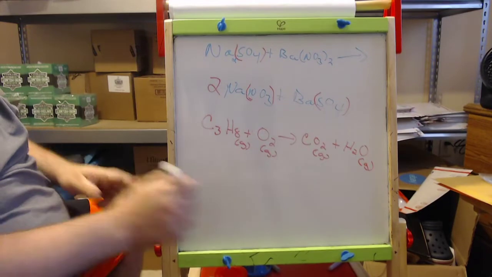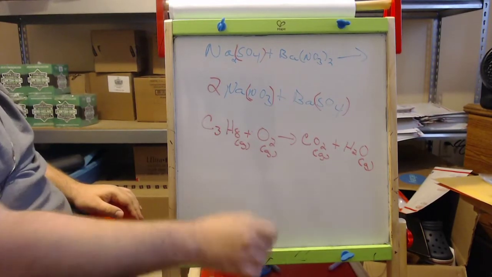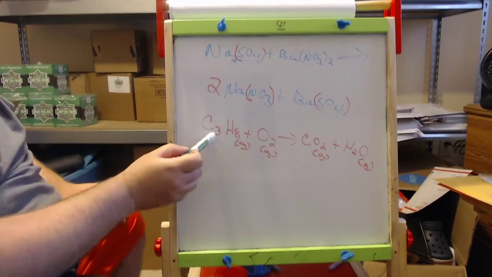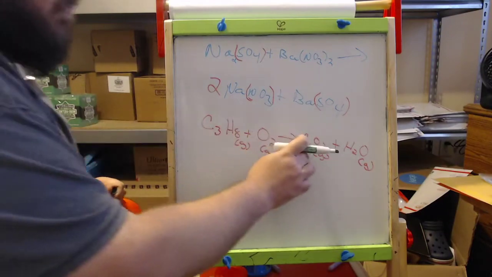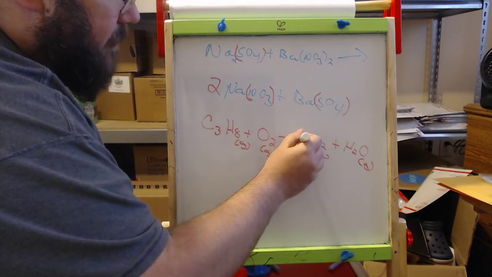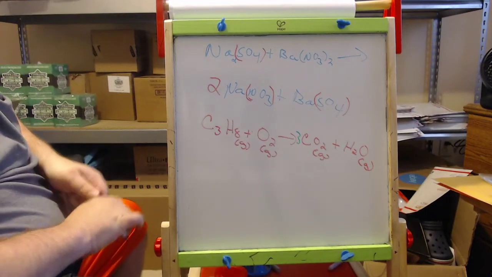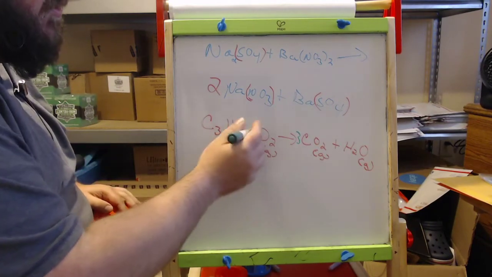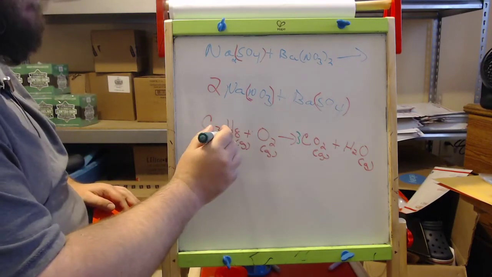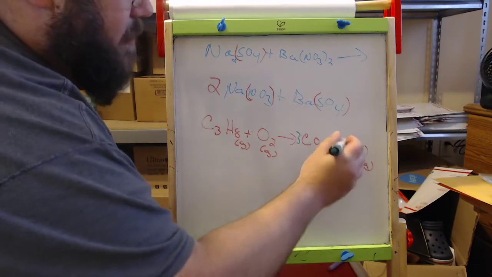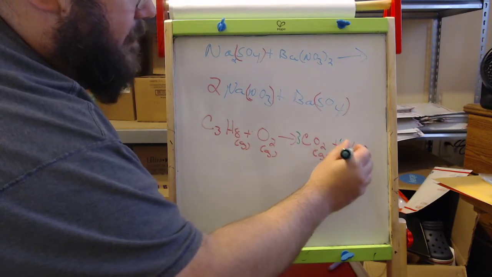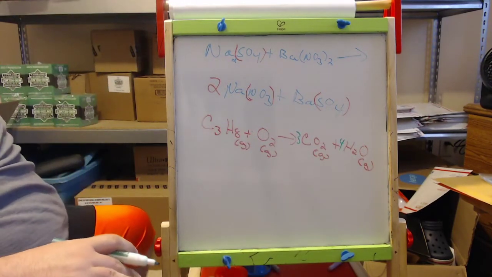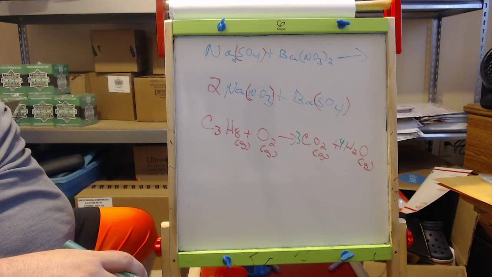So, let's get to it. I'm going to pick carbon first because it's in one thing and one thing. I got 3 carbon over here. I've got 1 over here, so I need a 3. I'm going to go hydrogen next because oxygen's by itself, we'll balance it last. 8 hydrogen, 2 hydrogen. I need a 4 there. 4 times 2 is 8.